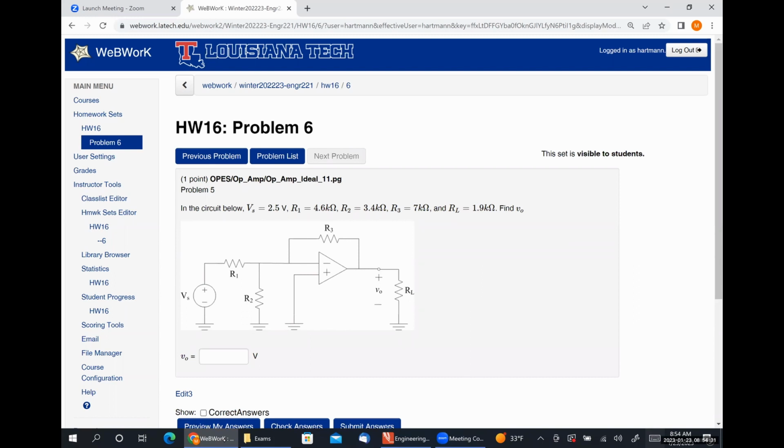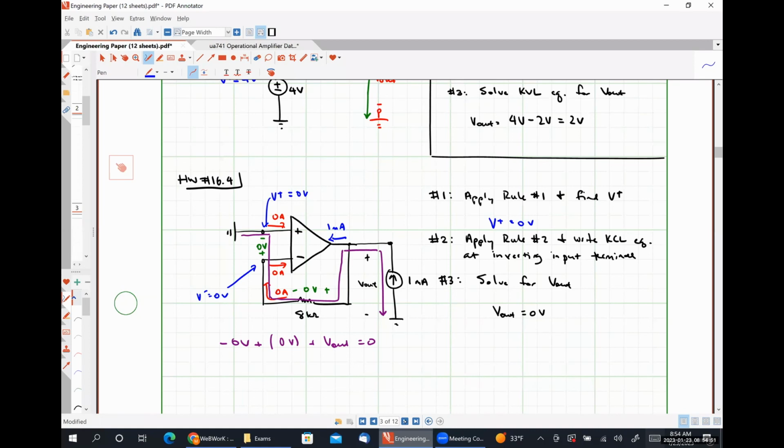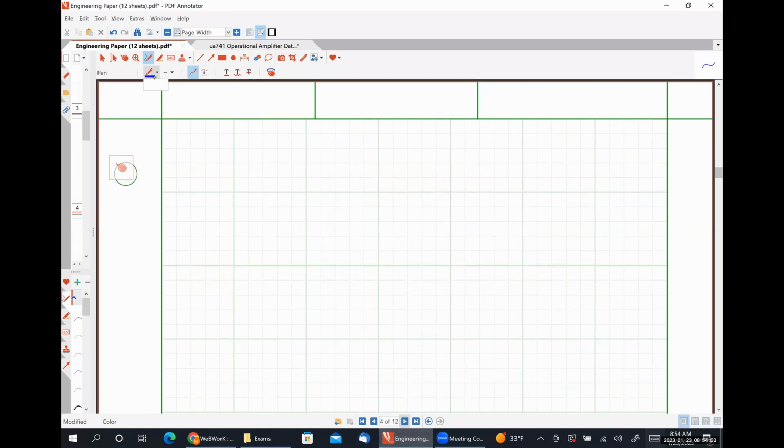So this is the one that's actually closest to the circuits that you would actually be expected to analyze. Like this circuit has a purpose. This is an actual amplifier circuit. It is also extraordinarily similar to in-class assignment problem number 1, just as a heads up. So, homework number 16, problem 6.